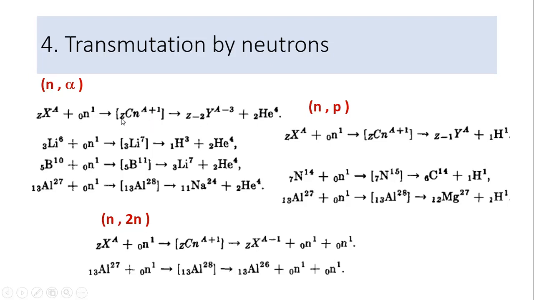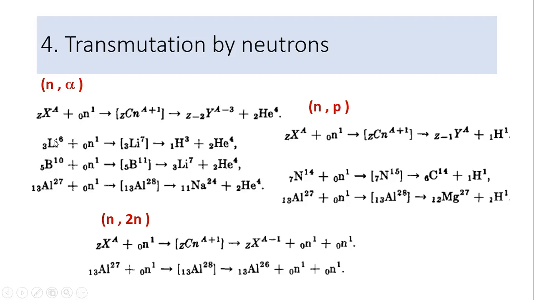So Z minus 2 will be here in the daughter, and A plus 1 minus 4 will give you the value of minus 3. So there is a decrease of 3 in mass number and a decrease of 2 in atomic number in case of the bombardment of the neutron and the emission of the alpha. And this is the example.